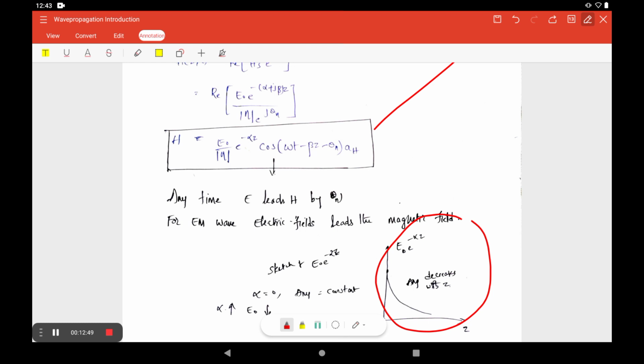So this is all about the wave propagation of electric and magnetic field equations.